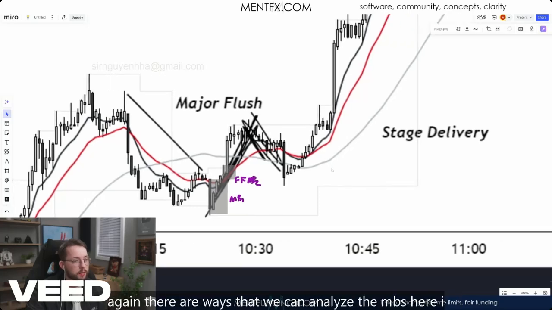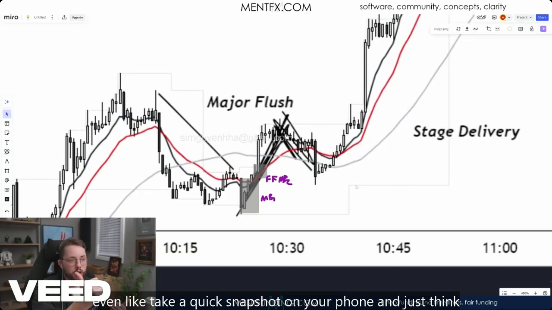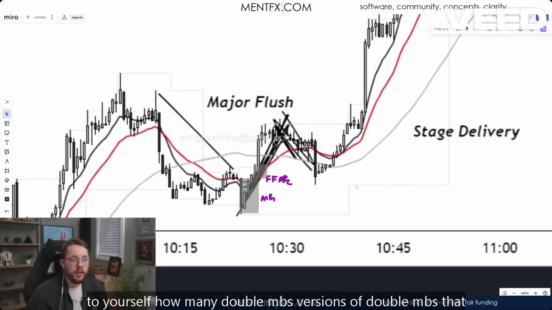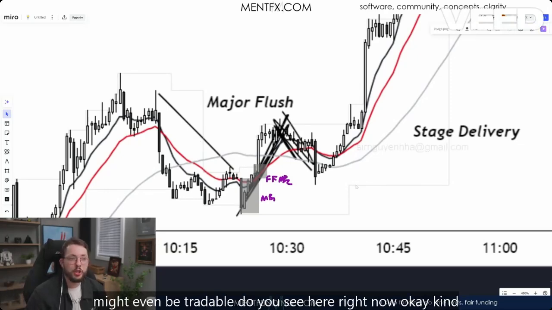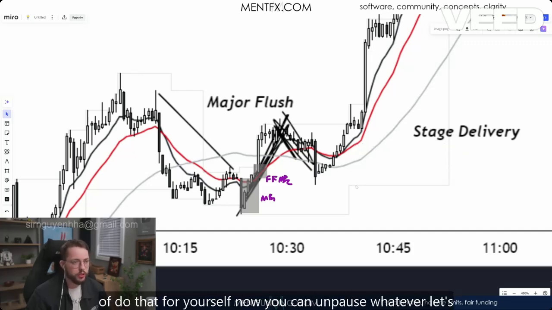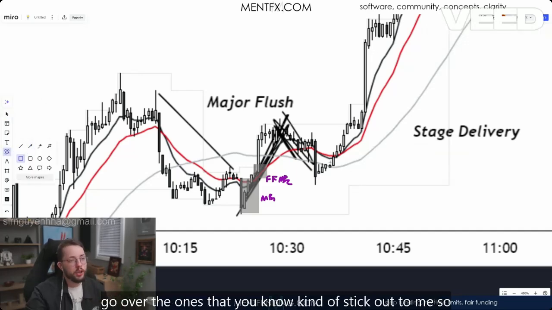And once again, there are ways that we can analyze the MBs here. I actually suggest some of you maybe pause this right now and take a quick snapshot on your phone and think to yourself, how many double MBs or versions of double MBs that might even be tradable do you see here right now? Kind of do that for yourself. Now, you can unpause. Let's go over the ones that stick out to me.